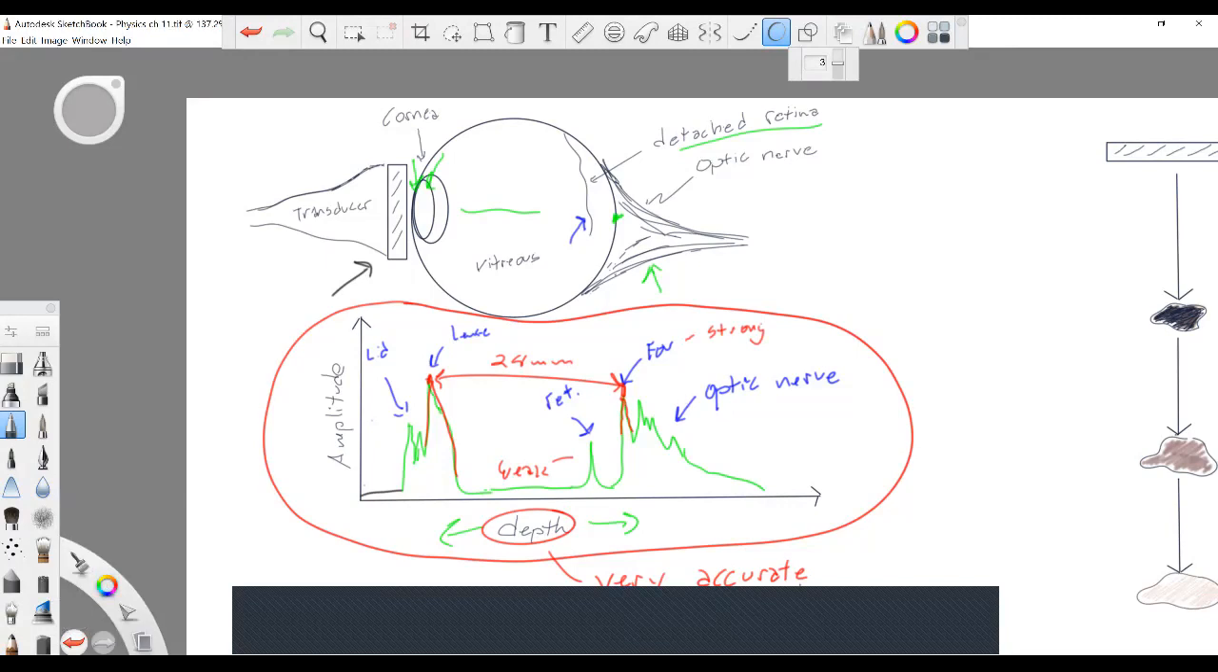The x-axis, and remember this, guys, x and y, because one of these gets a little confusing. The x-axis is horizontal. Horizontal x-axis is giving us depth. And then we have the y-axis. That is the vertical, and that is giving us amplitude.